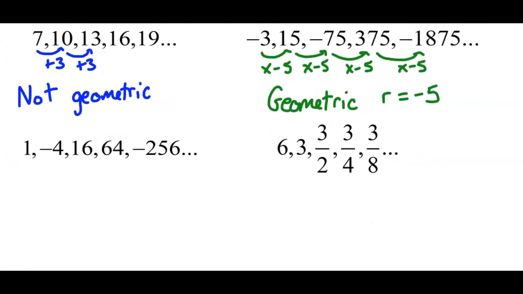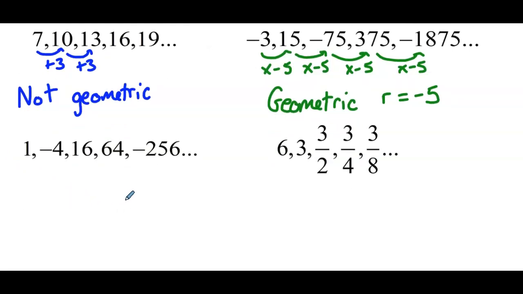Our next sequence, 1, -4, 16, 64, -256, continuing on. So looking at the terms, it looks like we're multiplying to go from one term to the next. So let's check this one out. So 1 times -4 would get us -4. -4 times -4 would be 16. But then to go from 16 to 64, that would be times 4, not times -4. Well, that's an issue. A geometric sequence, we need to be multiplying or dividing by the same value to go from one term to the next. So because of this, this sequence is not geometric.